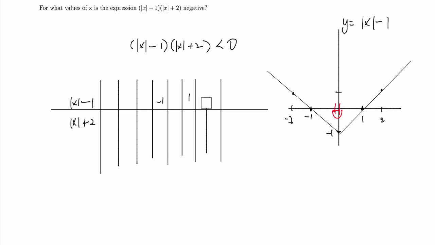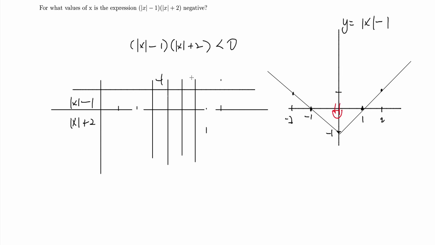Here, actually, let me omit that one. That actually doesn't have any root, and I'll explain why in a second. So when it's -1 and 1, this expression is 0. In between these values, the y value is negative. Otherwise, it's positive.